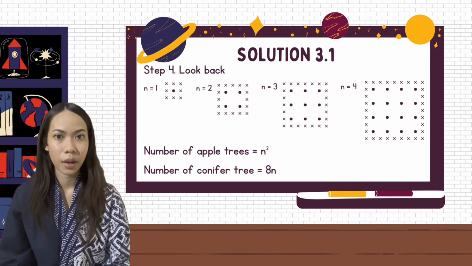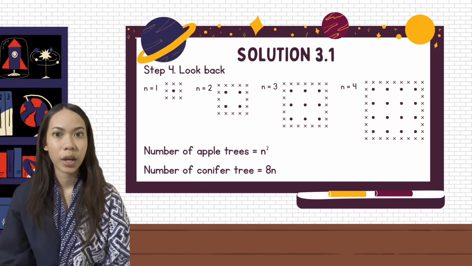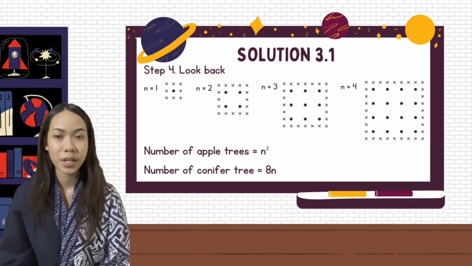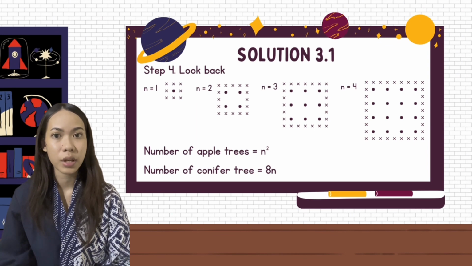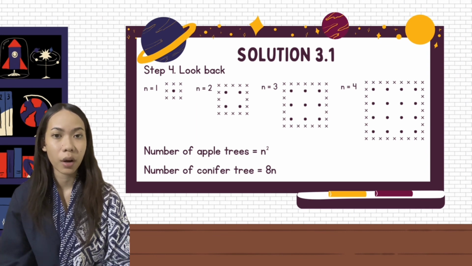Next, step 4. Look back and check our answer. You can count the number of apple trees and conifer trees, and you will get the same number, or you can use the formulas: number of apple trees is n squared and number of conifer trees is 8 times n.